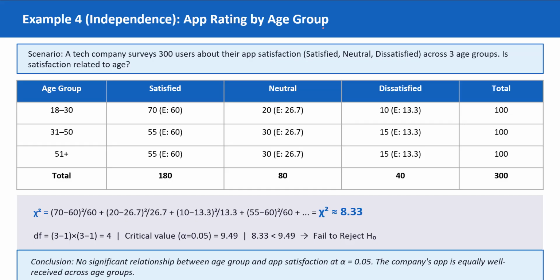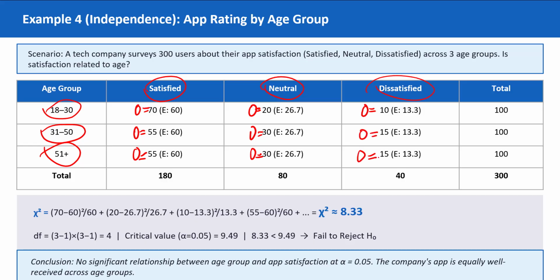Again, we test for independence, since it's one of the more popular methods. So we're looking at the app rating by age groups. There are 3 age categories: 18 to 30, 31 to 50, and 51 plus, and then satisfied, neutral, and also dissatisfied. So very similar. We get the observed frequencies, and the expected frequencies have been calculated. Then we do all the calculations. It's going to be 9 calculations here.